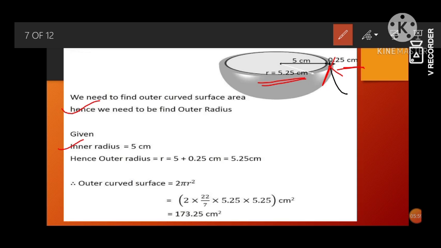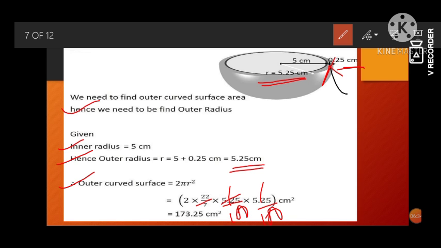So inner radius is 5, outer radius will be 5 plus 0.25 centimeter. So our new radius is 5.25 centimeter. And the outer curved surface area, the formula is 2 pi r square. So in place of pi, we will assume 22 by 7 and r will be 5.25. So substituting all the values, now this point can be removed and written as 100. Again this point can be removed and written as 100.